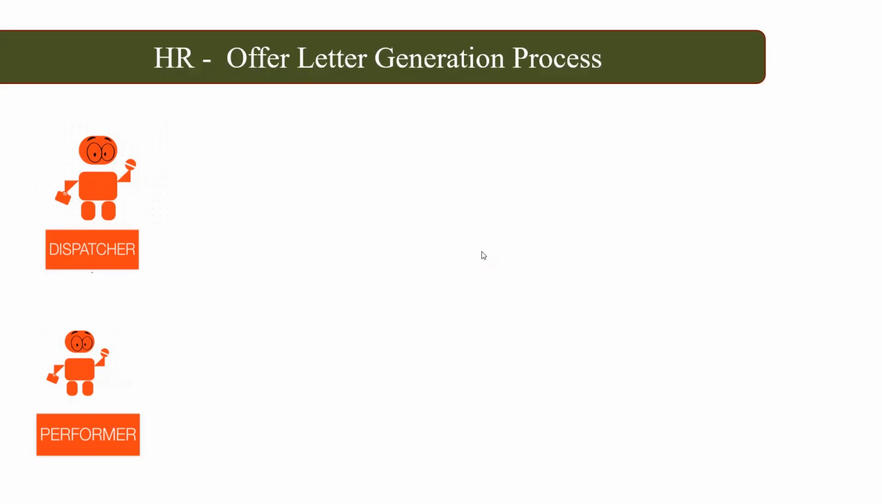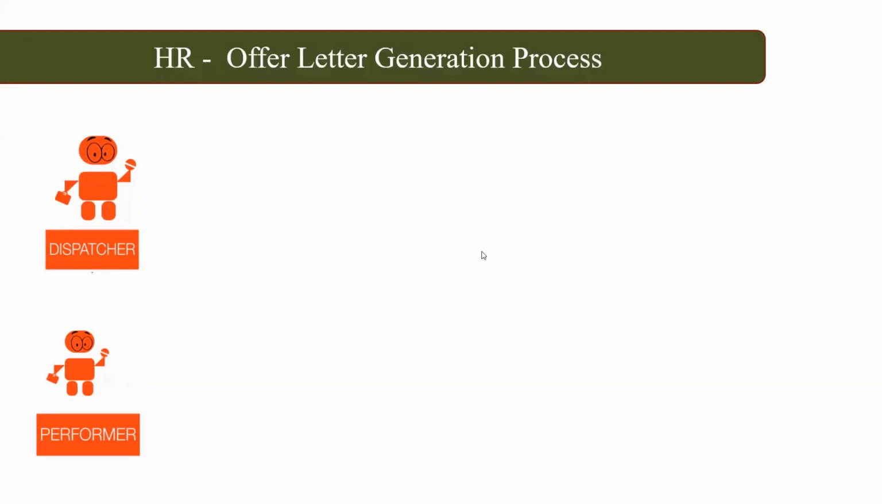So if there are 4,000 offer letters to generate, I will have 10 robots. If there are 5,000 offer letters, then I can have 50 robots. So I can distribute the work. But if I create everything in a single robot, it would be difficult to distribute. So the first thing is we are going to split into a dispatcher and a performer.